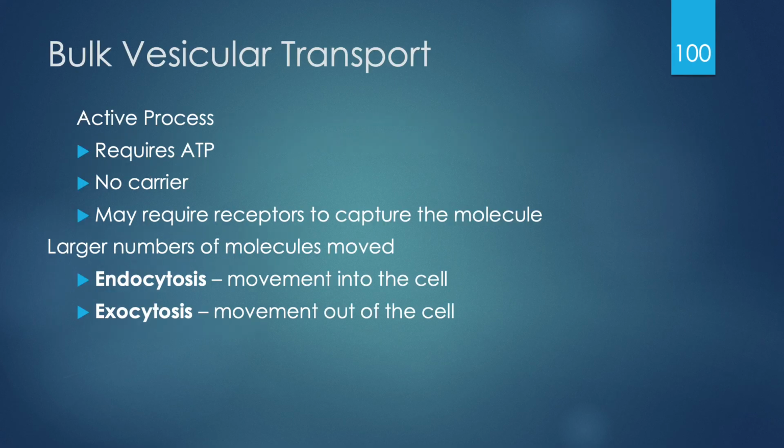Bulk vesicular transport is very different than the transport of molecules just on their own. So in this case, we're moving big substances across the plasma membrane. Because we're moving something big, it's an active process which requires adenosine triphosphate. There is no carrier involved in this, and it may require receptors to help capture the molecule. So there are 2 different processes here that we're going to discuss, endocytosis and exocytosis. Endocytosis is moving something into the cell, and exocytosis is moving something big out of the cell.